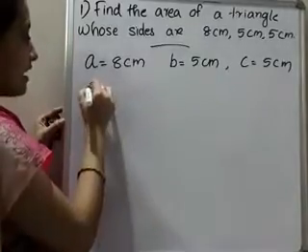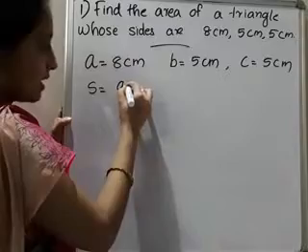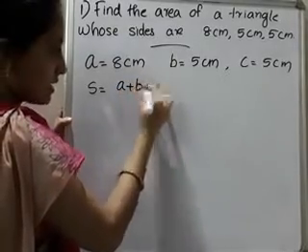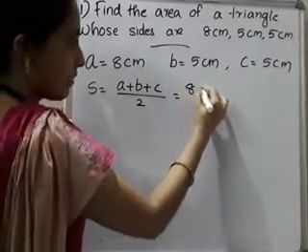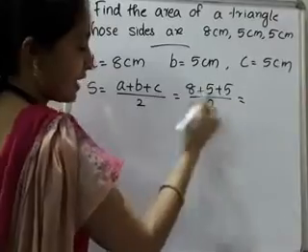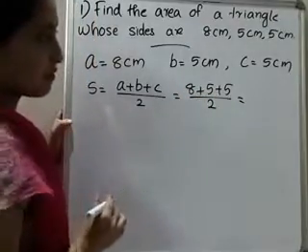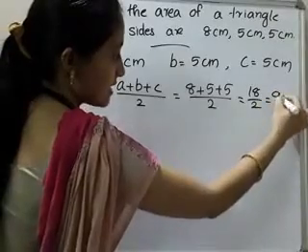Then you have to write S. What is S equal to? Adding all the sides. First you write the formula, that is A plus B plus C by 2. So that is equal to 8 plus 5 plus 5 by 2. That is, 8 plus 5 plus 5 is 18, by 2. That is equal to 9 cm.